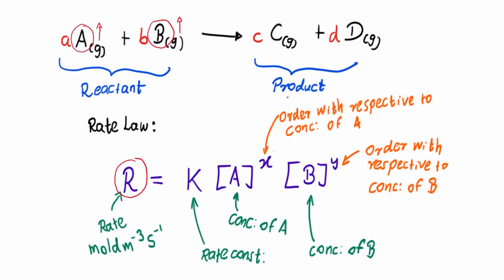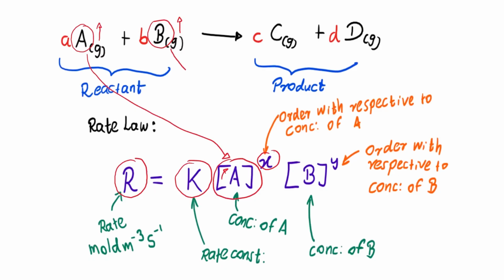This relationship, how the concentration of reactants affects the rate of the reaction, is given by this equation. So this is called the rate law. It simply says that rate equals a constant, which we call the rate constant, times the concentration of the first reactant to the power x. So this x, we call the order with respect to the concentration of A. It simply says that if the concentration of A is increased, what will happen to the rate? This power tells how many times the rate will increase. We'll discuss some examples and see how this x affects the rate of the reaction.